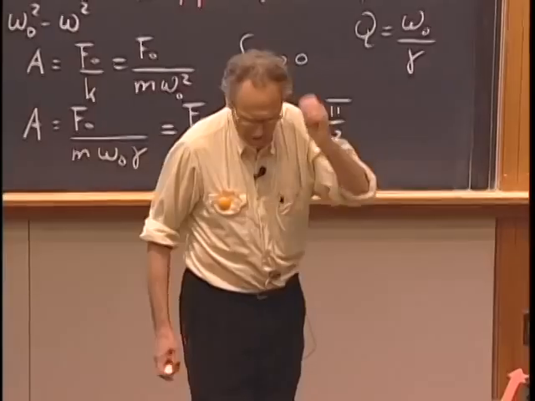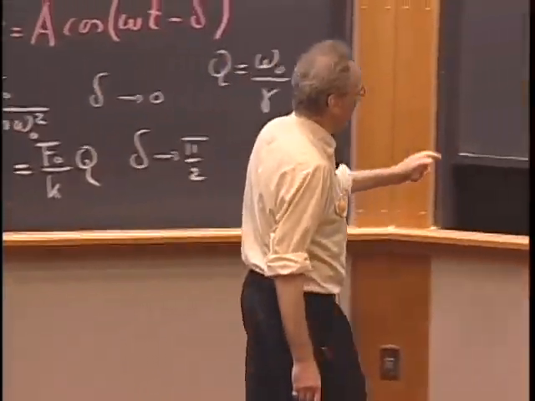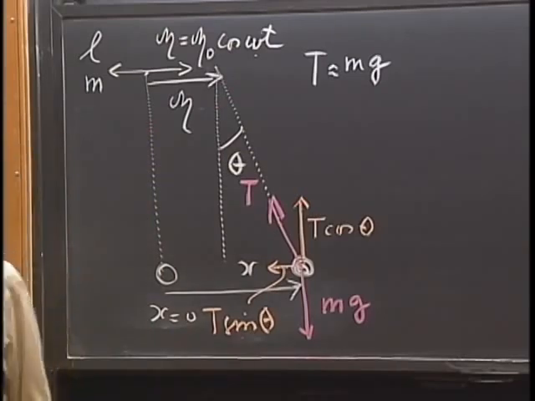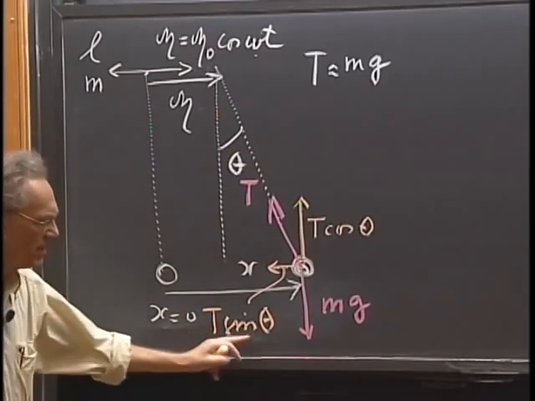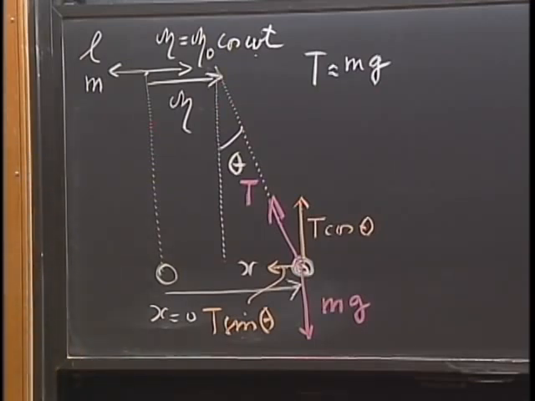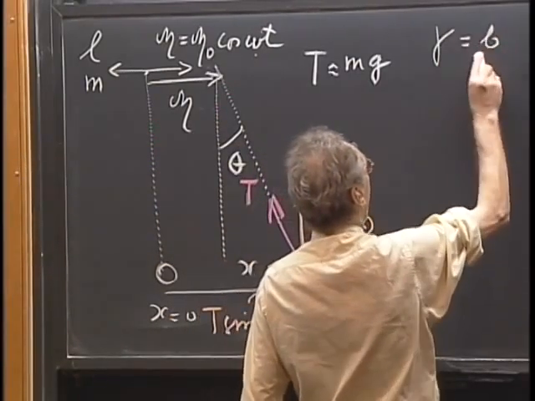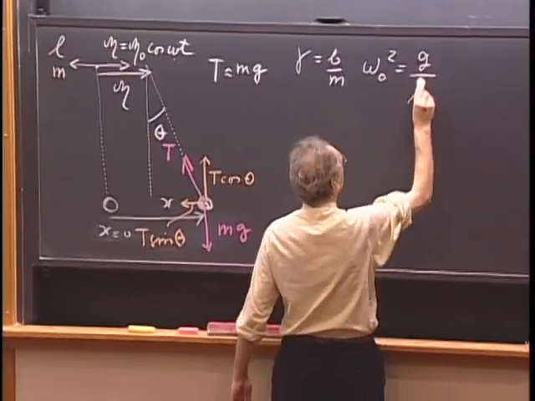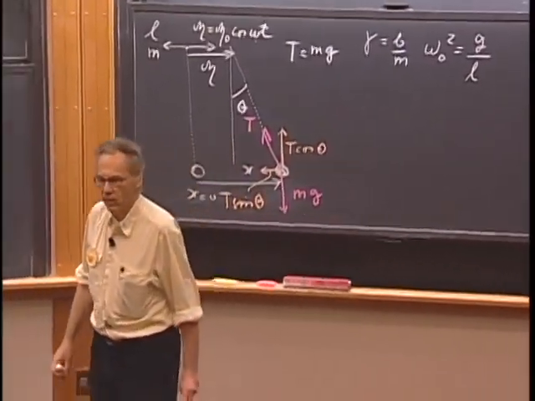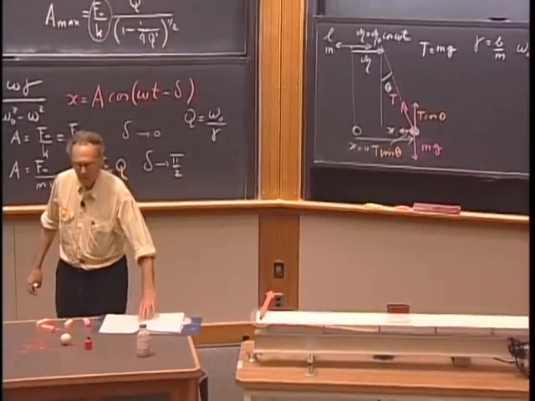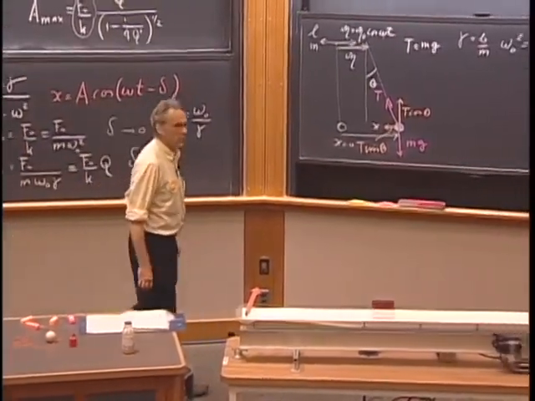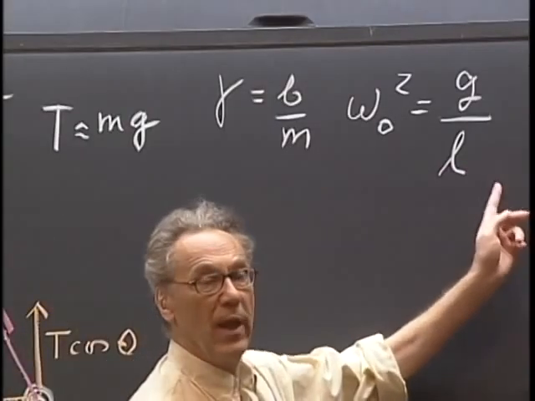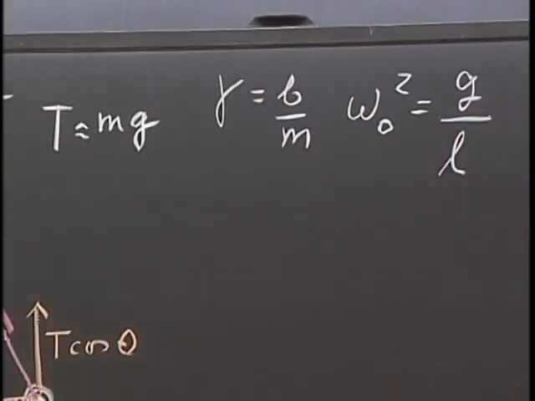And so the force that is driving this object back to equilibrium is T sine theta. And so that force is mg sine theta to a high degree of accuracy. I'm going to introduce again that gamma is b over m, so there is damping. And I'm going to introduce that omega 0 squared is g over l, the square root of g over l being the resonance frequency of a pendulum of length l, independent of the mass of the object, as we have seen before.